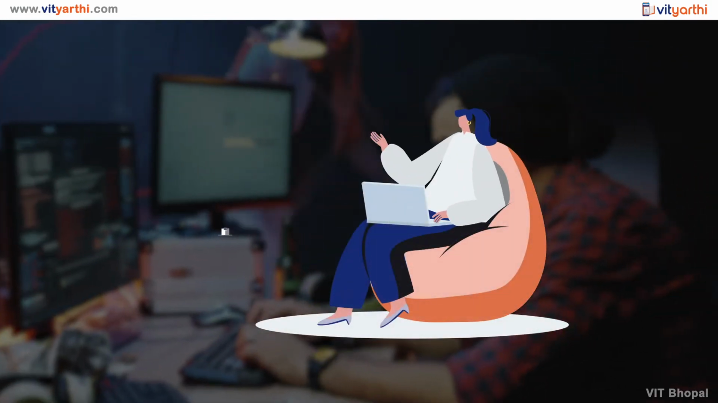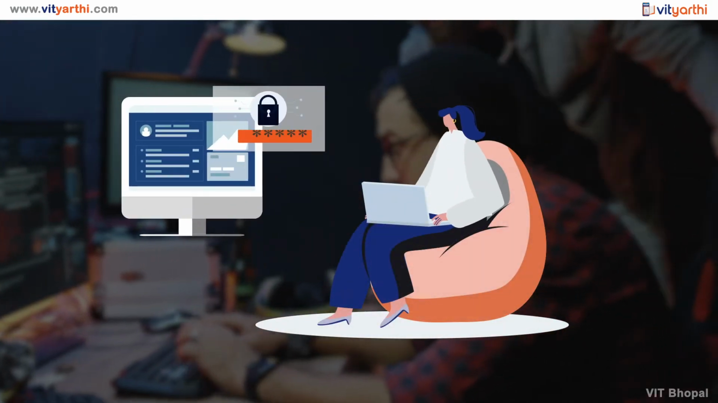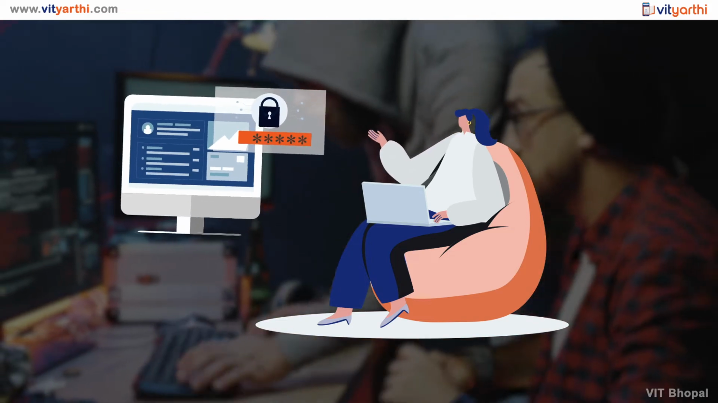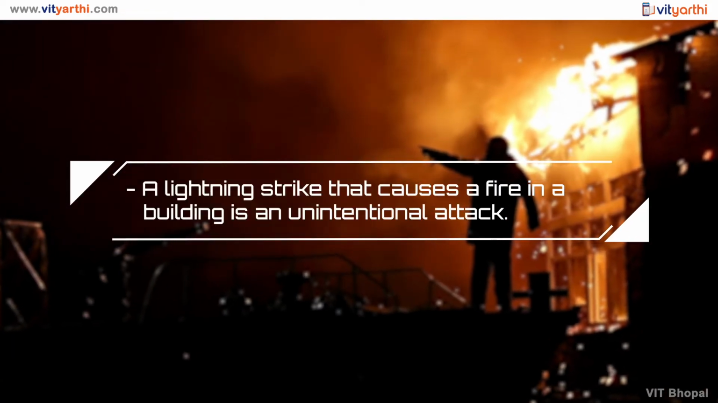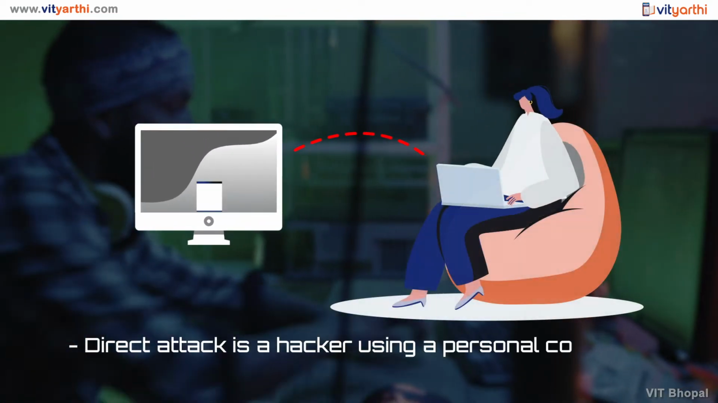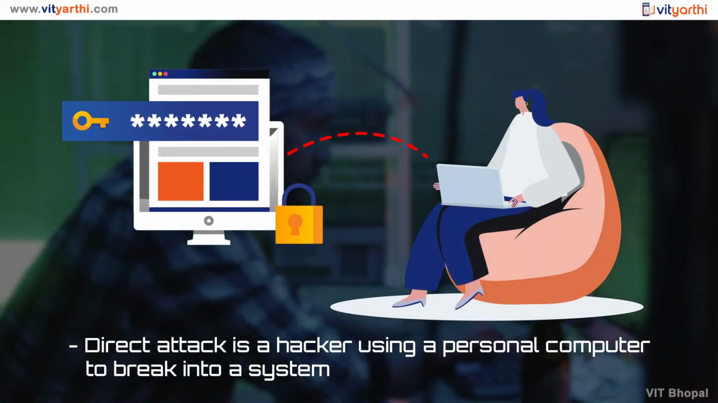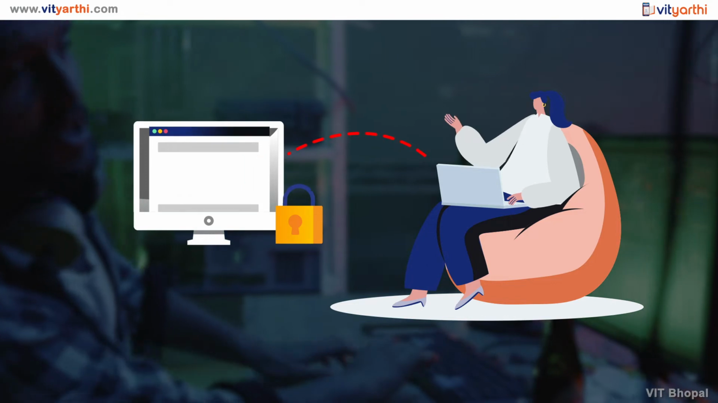A hacker attempting to break into an information system is an intentional attack. For example, a lightning strike that causes a fire in a building is an unintentional attack, while a direct attack is a hacker using a personal computer to break into a system.